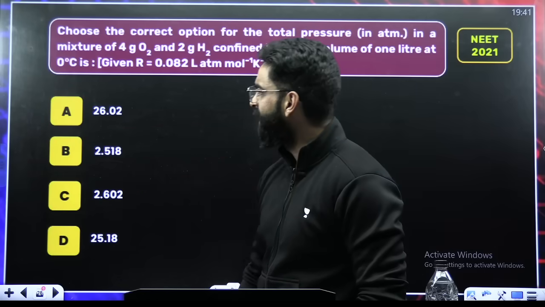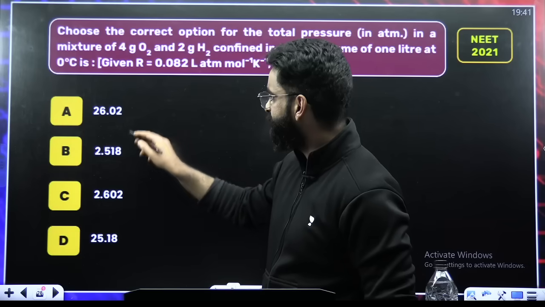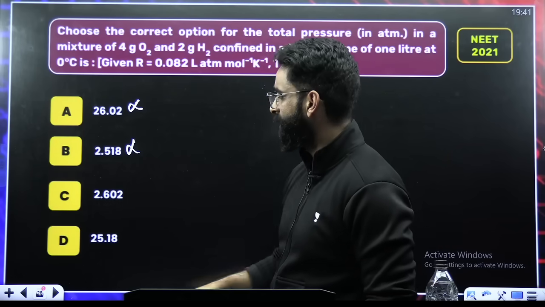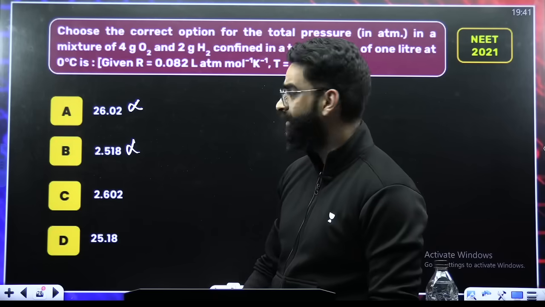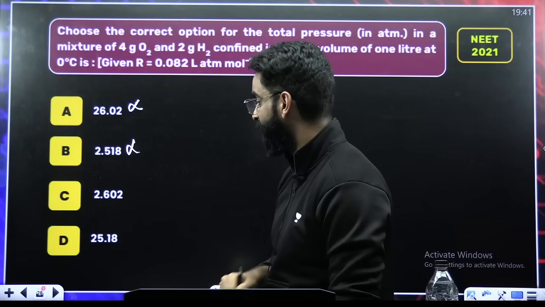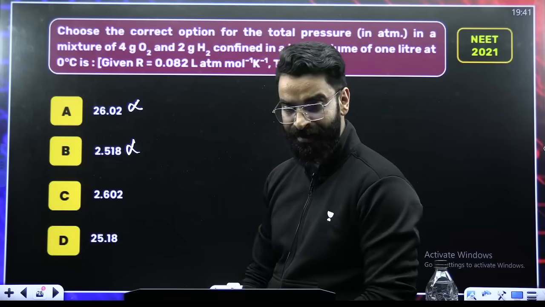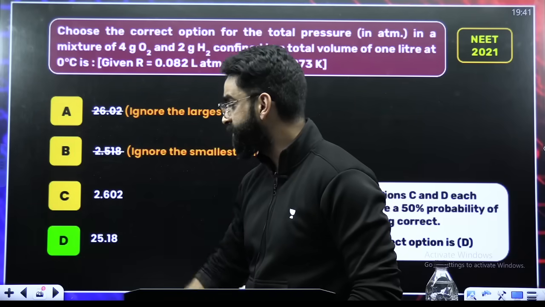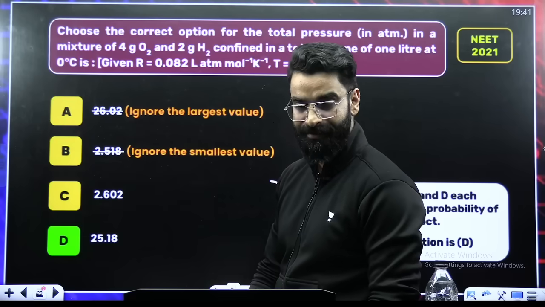Perfect. Similarly, my dear students, look at the next one. Highest. This is highest. Nothing to do with this one. Lowest. Nothing to do with this one. The answer has to be among C and D. Again, the question has been asked in the NEET 2021. Right? So again, read the question, get some more hints, and write your answer among C and D. So D is the correct answer here.